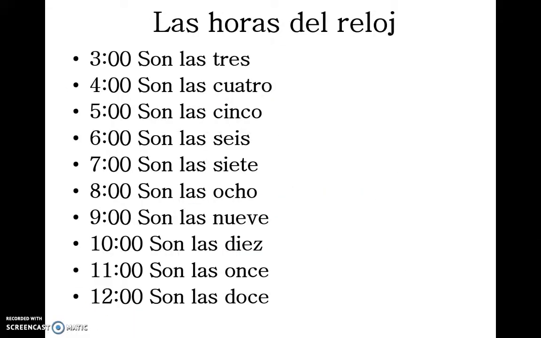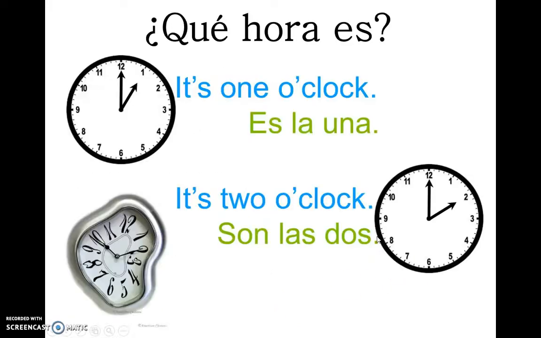Las horas del reloj son las tres, son las cuatro, son las cinco, son las seis, son las siete, son las ocho, son las nueve, son las 10, son las 11, son las 12. So the only one that's different is, again, es la una, because that's singular, just 1 hour.